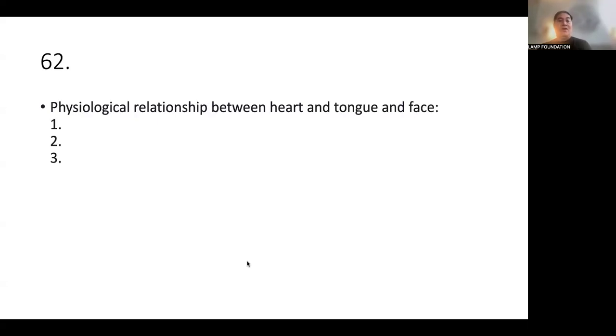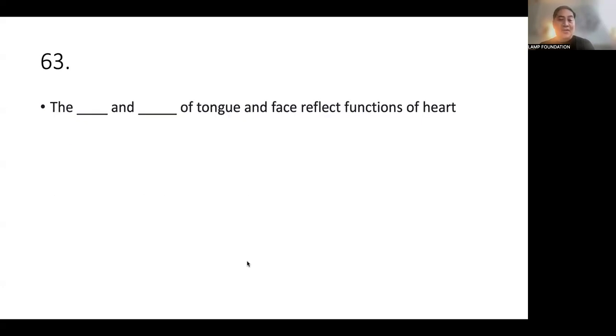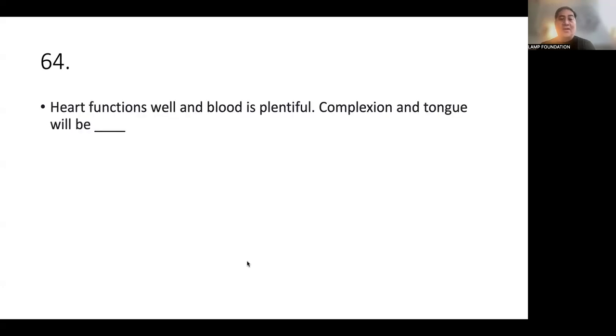Physiological relationship between heart, tongue, and face. First, the tongue is connected to the heart meridian interiorly, and there are a lot of blood vessels on the tongue without skin cover, and on the face. When the heart functions well and blood is plentiful, the blank of the tongue and face reflect the functions of the heart: the color and luster of the tongue and face.